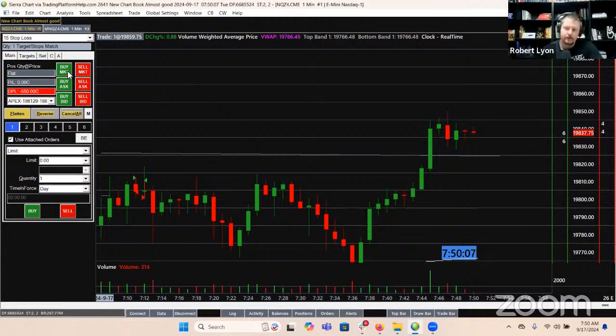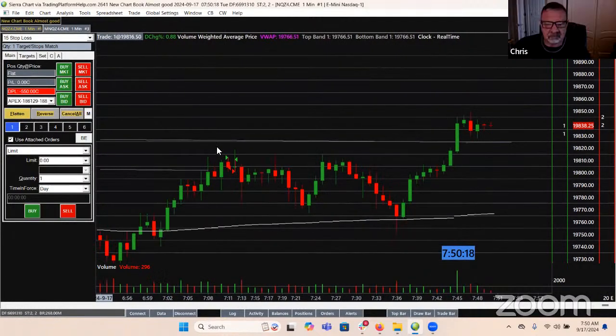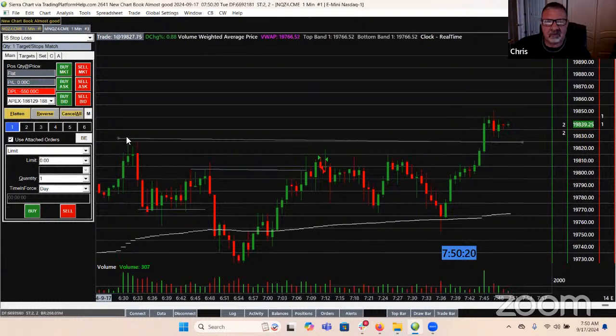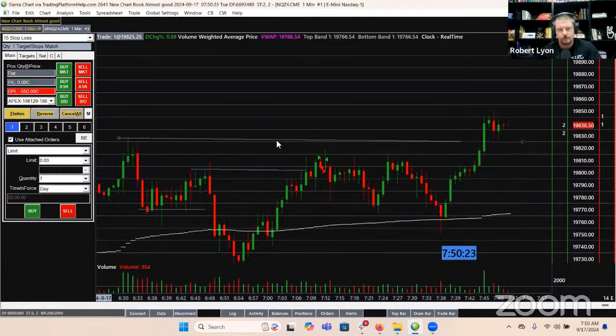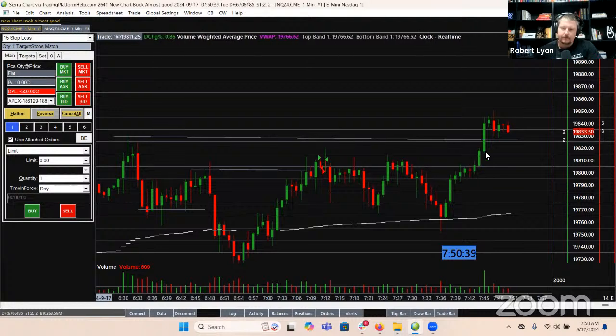Yeah, I might get in long again. This is kind of a crappy fair value gap right here. When I say crappy, I just mean it's not a super solid one.